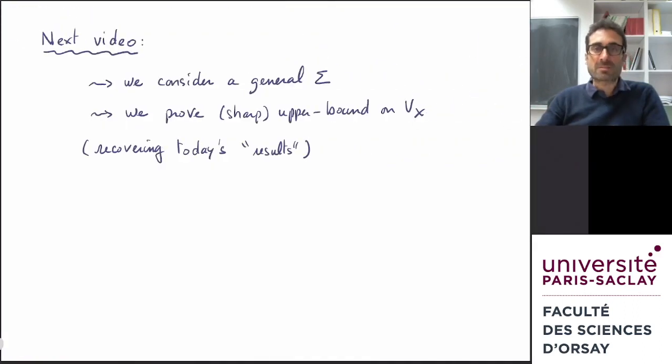All right, so that's all for this video. We have only seen some computations that are informal. What we will do in the next video, first we will consider a general covariance, and we will do a rigorous analysis, and we will prove a sharp upper bound on this variance, and in particular we will recover the results of today. So our informal results were not too stupid. So see you soon for the next video.